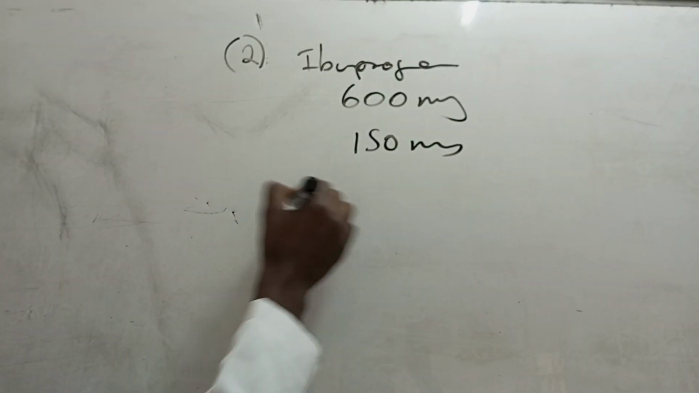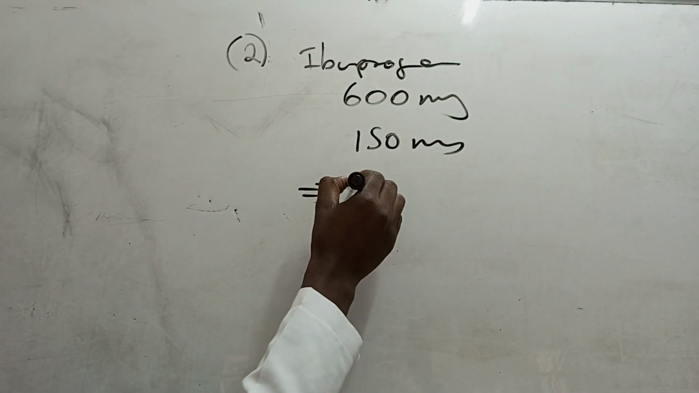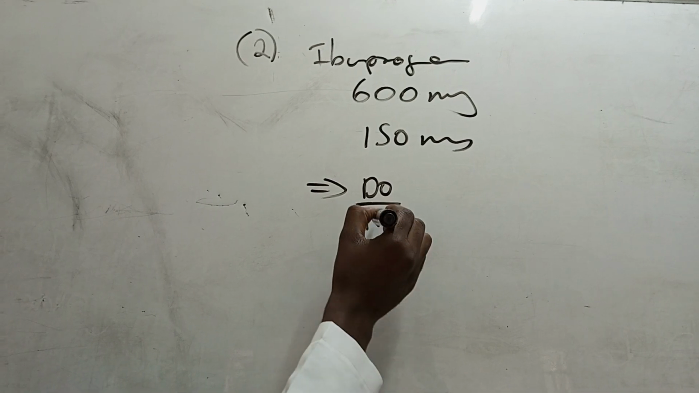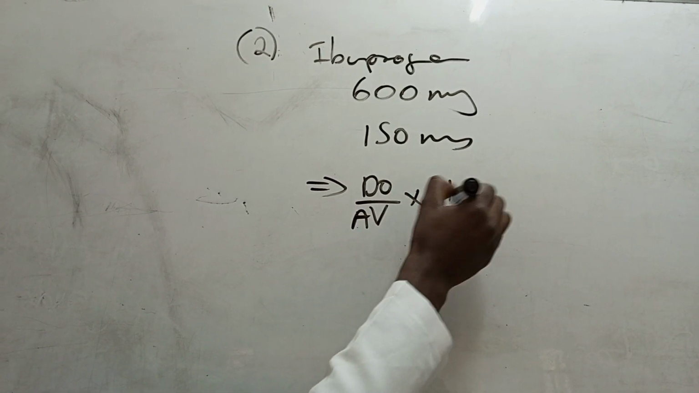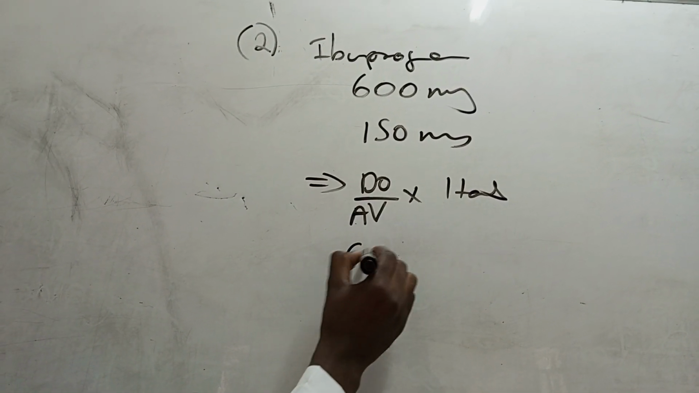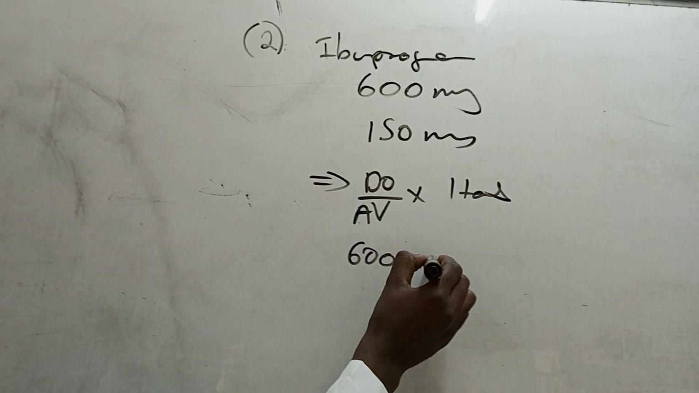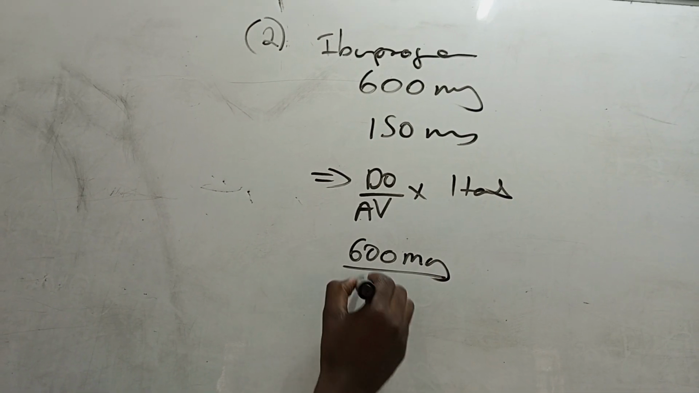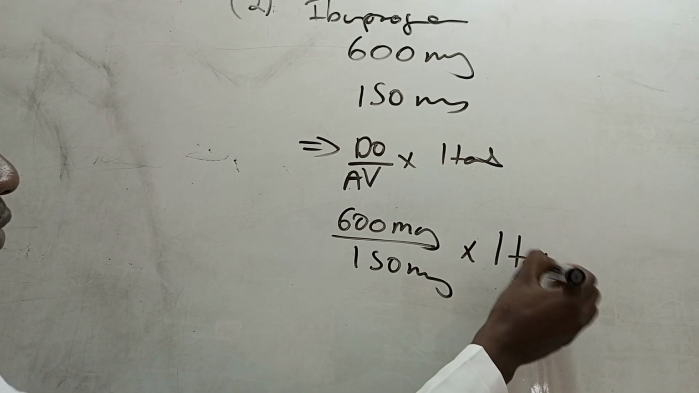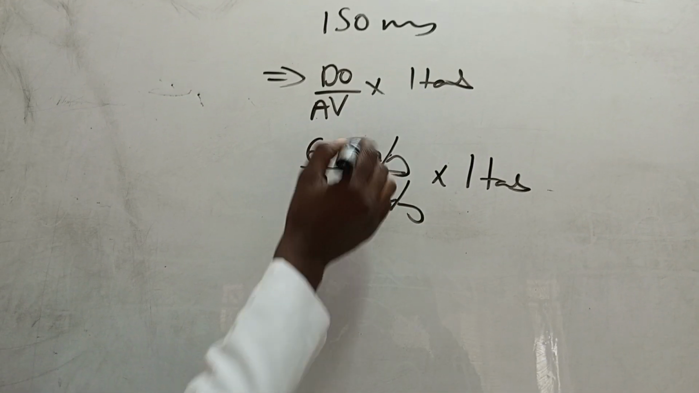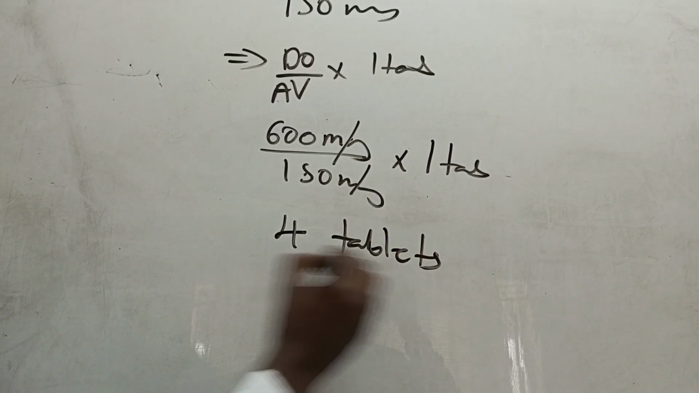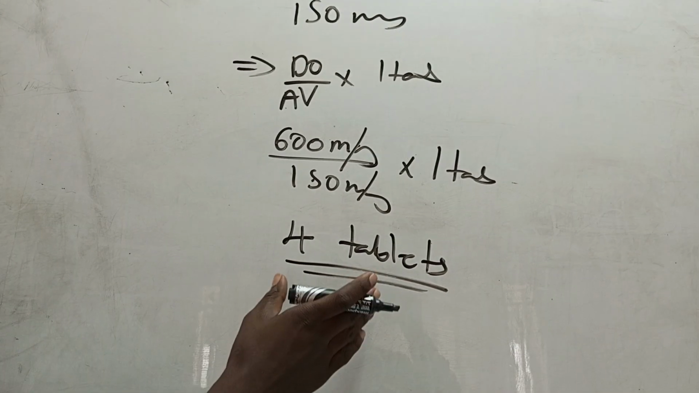So again, we go back to our formula: the doctor's order over the available dose, times the 1 tab. From here, we replace 600 milligrams, which we divide by 150 times the 1 tab. Here units cancel, and this one into this one gives us 4 tablets. So in this case, you are going to administer 4 tablets.